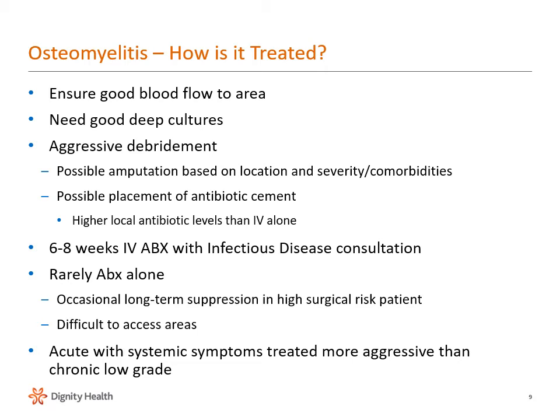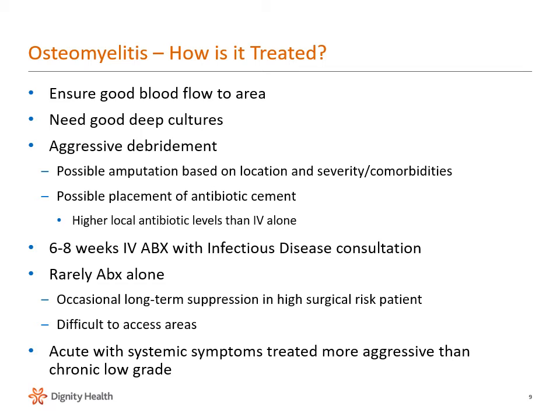Typically, there's an aggressive surgical debridement. Depending on the location, as well as the patient's overall health status, sometimes scraping bone and debriding it is not enough. Sometimes an amputation is the preferred method. For example, a toe, if you're going to remove a significant section of the bone in the toe, sometimes it's better to just remove the toe in its entirety.